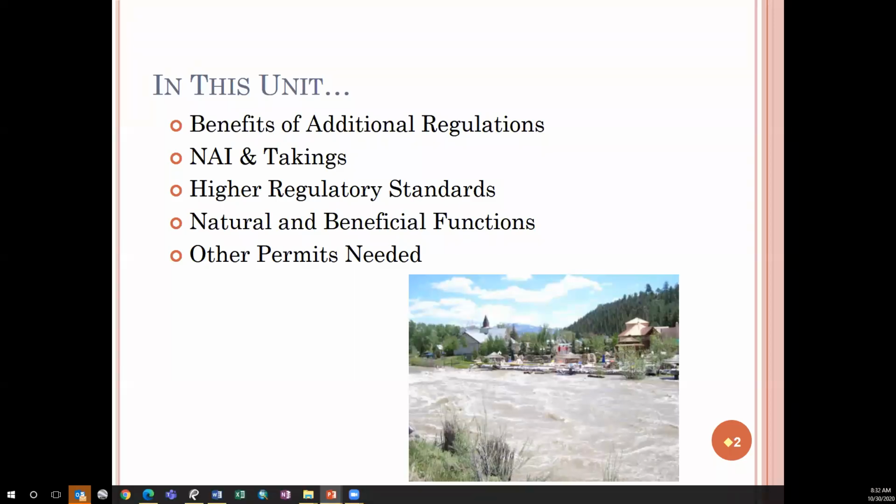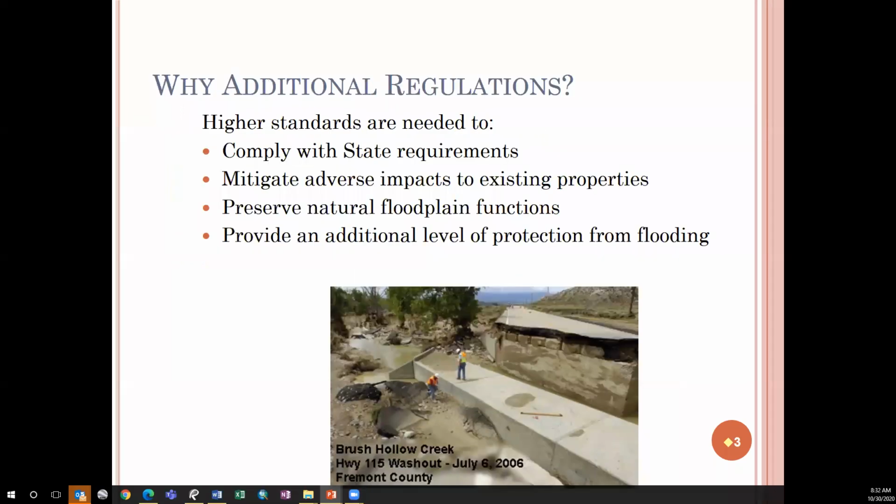and how that might relate to takings, what some higher standards might be, considerations of natural beneficial functions in the streams, and also you have to always be aware of other permits that are needed and your responsibilities as a floodplain manager in ensuring that those have been obtained.